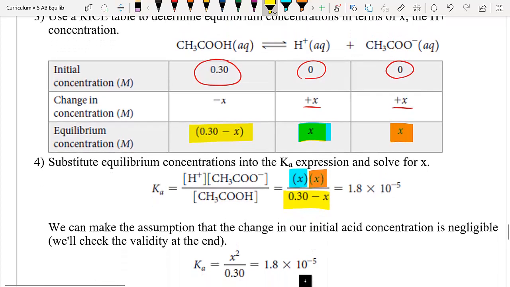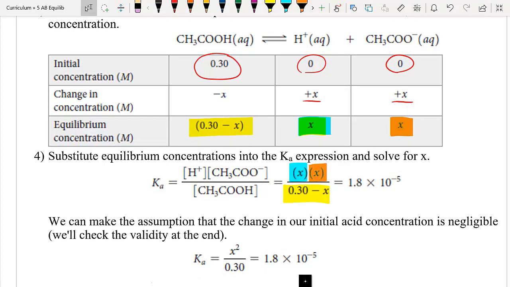So we're going to make an assumption here, and that assumption is that the initial concentration of our weak acid is very large compared to the change. What that means is this x is so small, we essentially treat it as though it's negligible. Now, we can disregard it. We're saying that that x is so small that it doesn't impact the overall concentration by a significant margin.